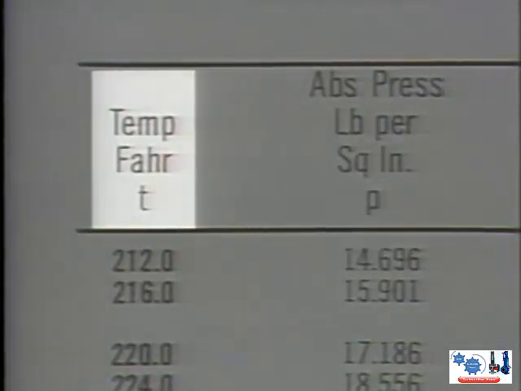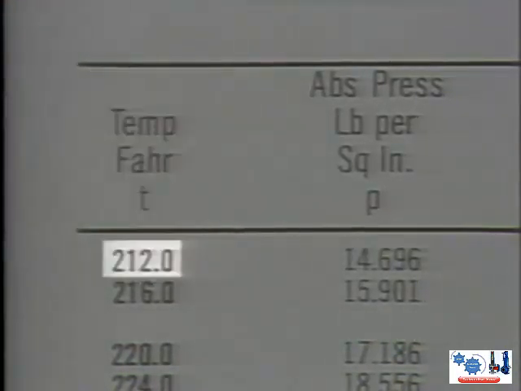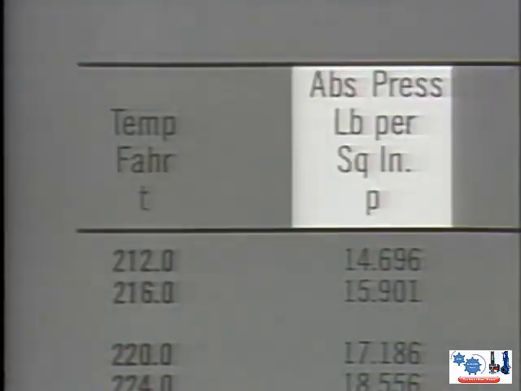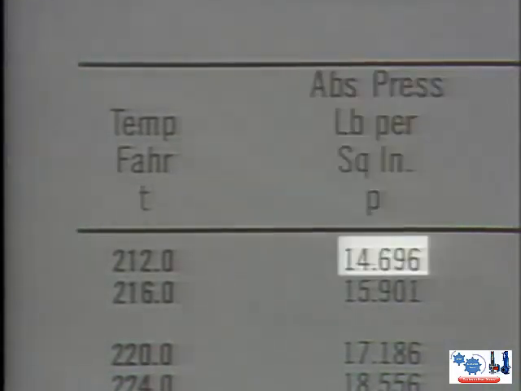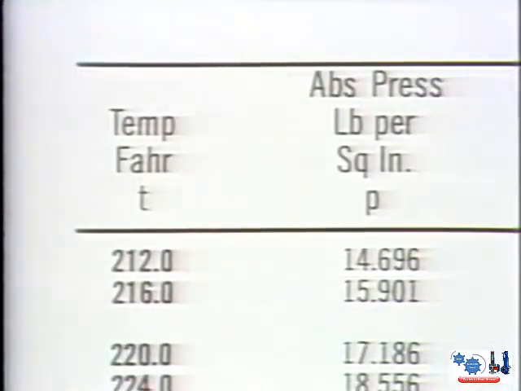The first column in Table 1 indicates temperature in degrees Fahrenheit. The heading on the column also shows the symbol used to indicate temperature, a small letter t. For our example, we'll use a temperature that should be familiar to you, 212 degrees Fahrenheit. Next to the temperature column is a column headed Absolute Pressure, Pounds per Square Inch. The small letter p symbolizes pressure. In our example, 14.696 psia, or as we've rounded it off, 14.7 psia, is the saturation pressure for steam at 212 degrees Fahrenheit.